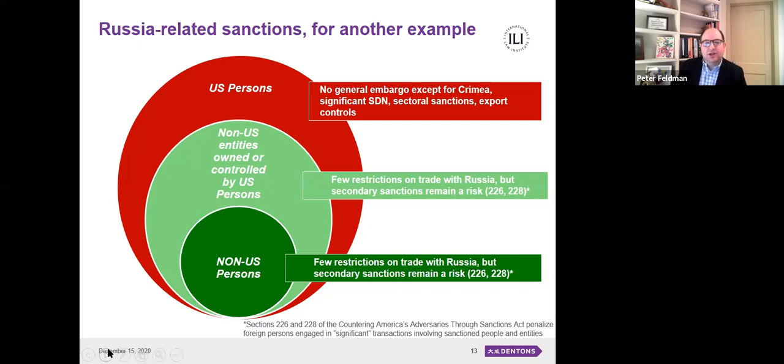Thank you. So let's take the Russia-related sanctions as another example. I'm not going to dive too deep into this because my colleagues will talk about Russia very shortly in greater detail. The basic principle I want to illustrate here, though, is that even though there's no general embargo when it comes to U.S. persons and Russia, with the exception of transactions involving Crimea, there are nevertheless restrictions on the ability of U.S. persons to engage in transactions with specific Russian individuals and entities for specific purposes.